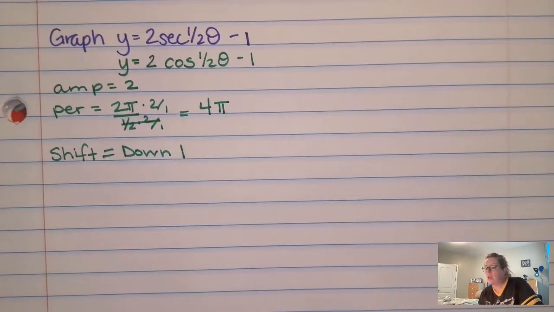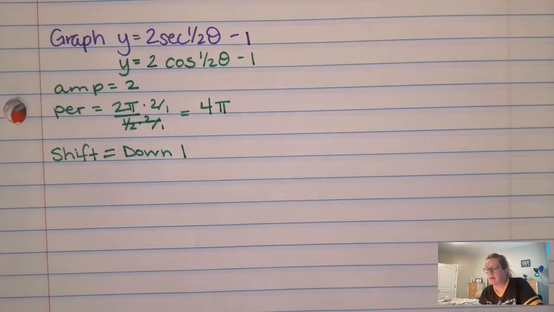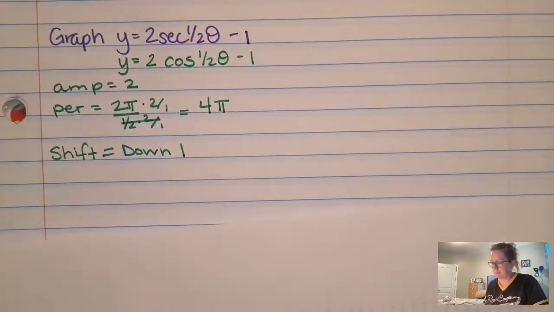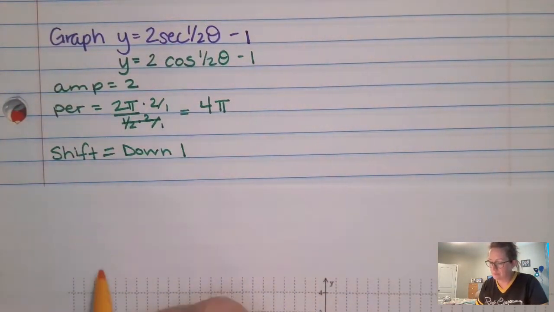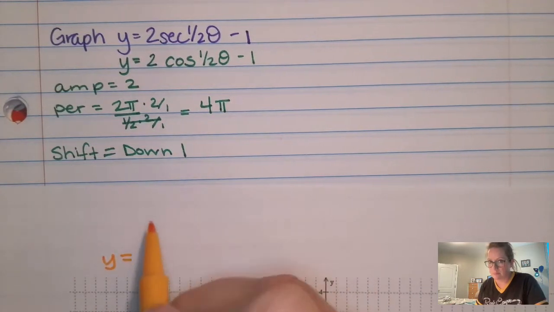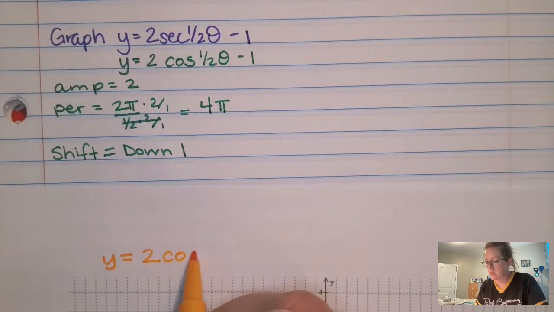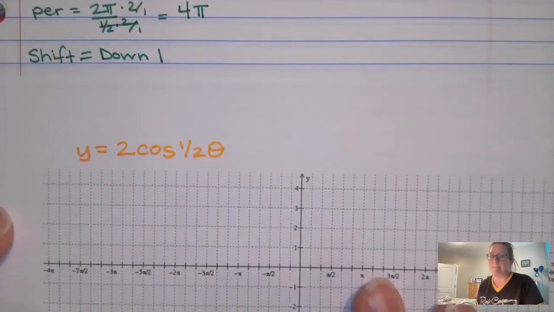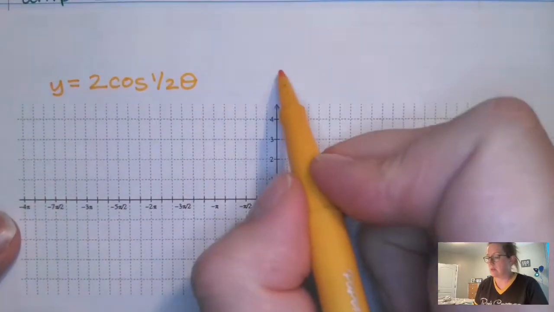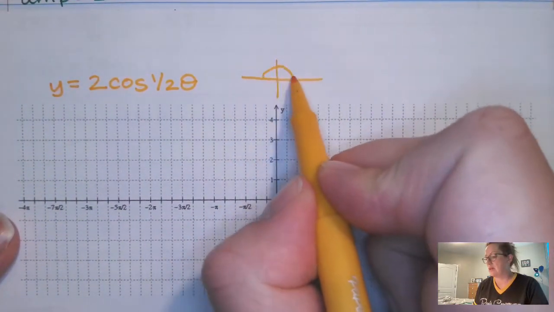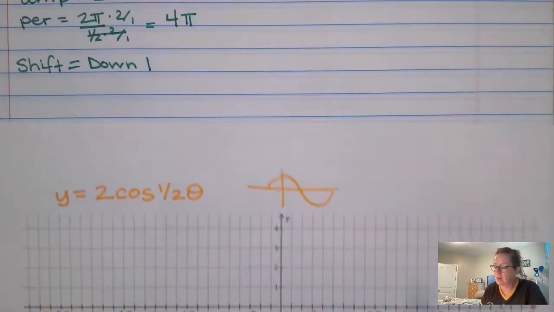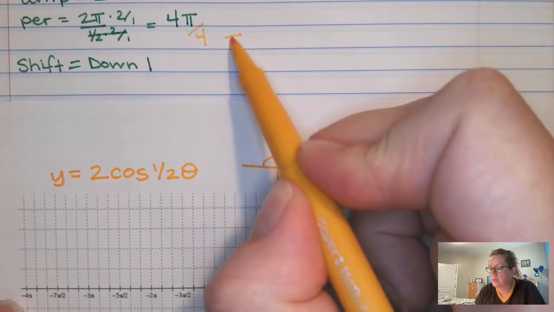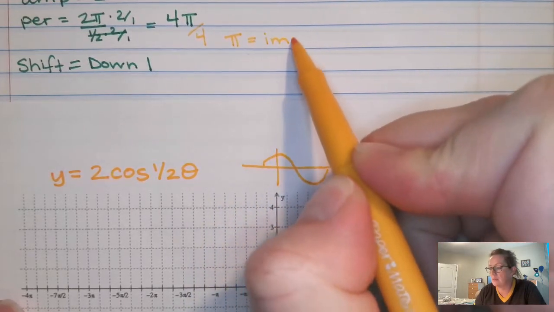Okay, so we are going to graph this without the down 1 piece. We're going to do the cosine with the amplitude and the period. Okay, so let's think about this. Cosine is like this. Remember, we can figure out how often something important is happening by dividing this by 4. So pi equals something important happening.